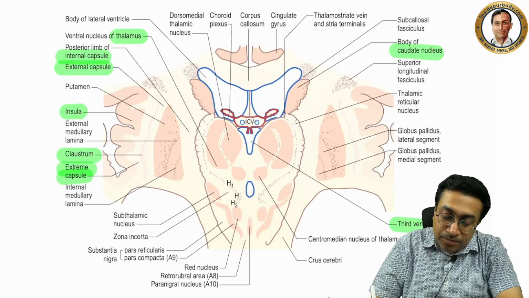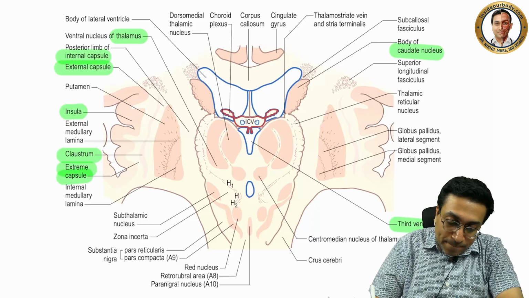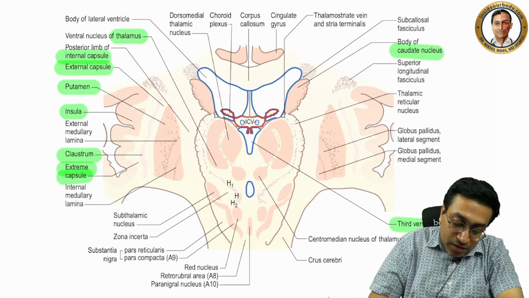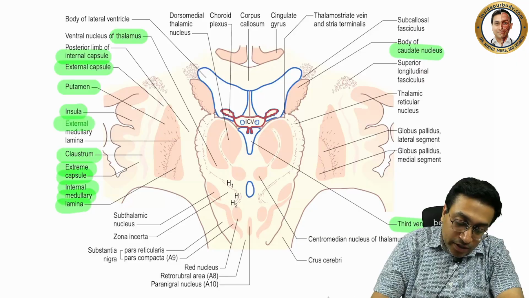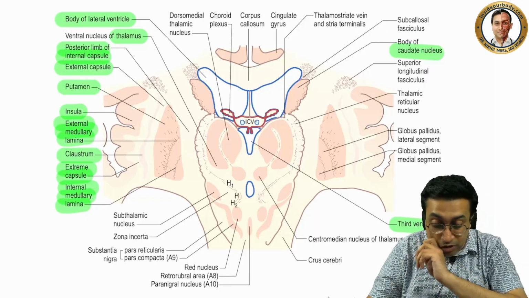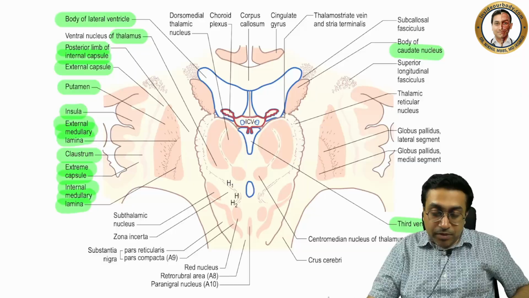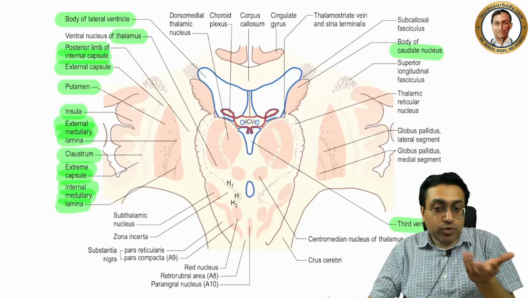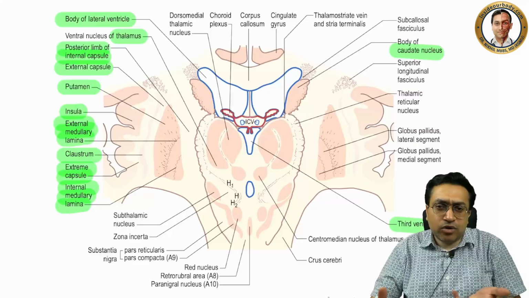Putamen, the internal medullary lamina, external medullary lamina. And then the body of the lateral ventricle which we have discussed. You can forget this zona incerta for the time being, we will discuss it in a while. This is showing the fields of Forel actually, H1, H2. You can skip that, not a problem.